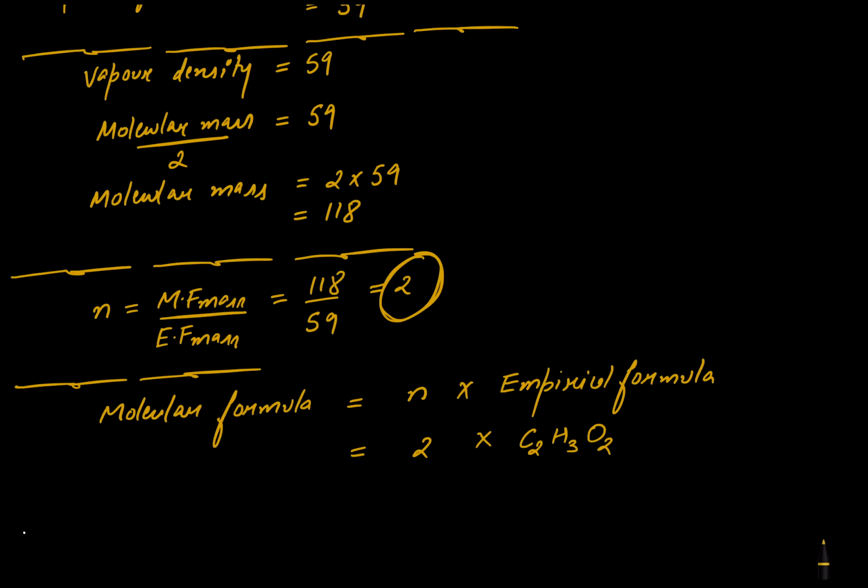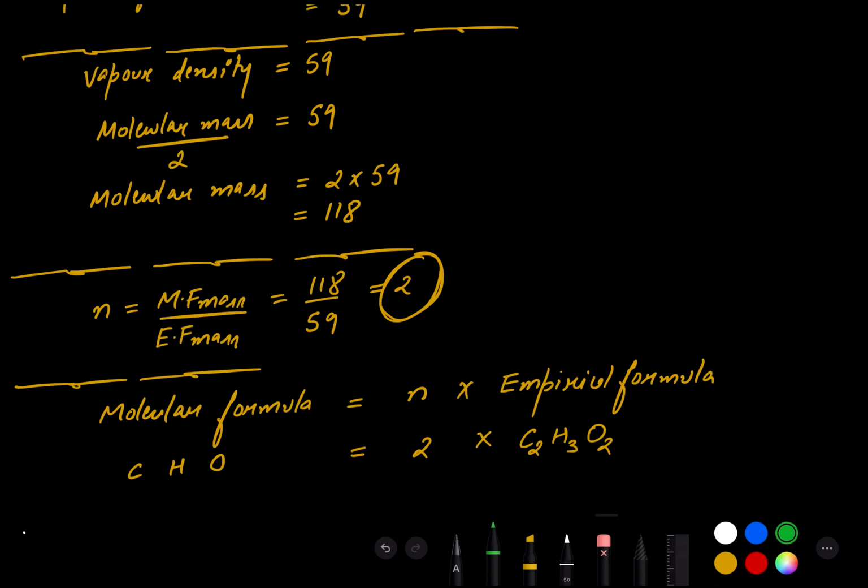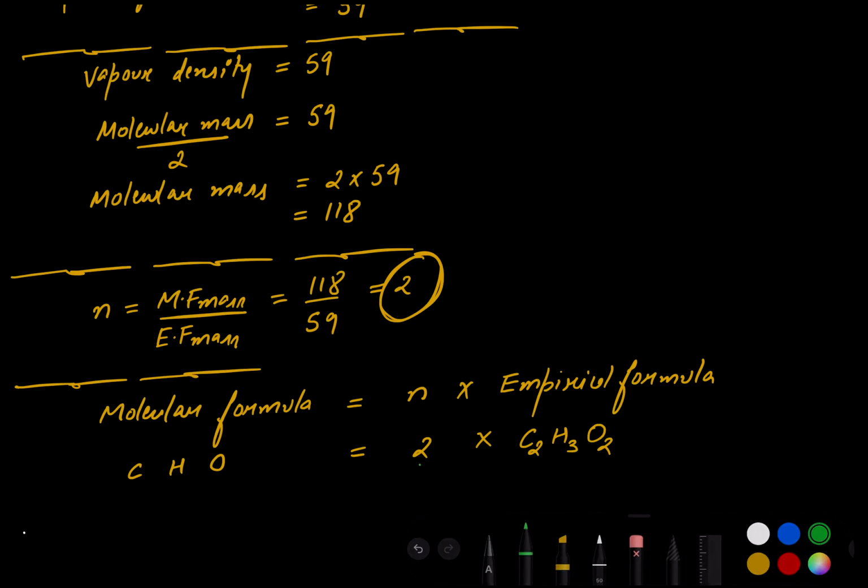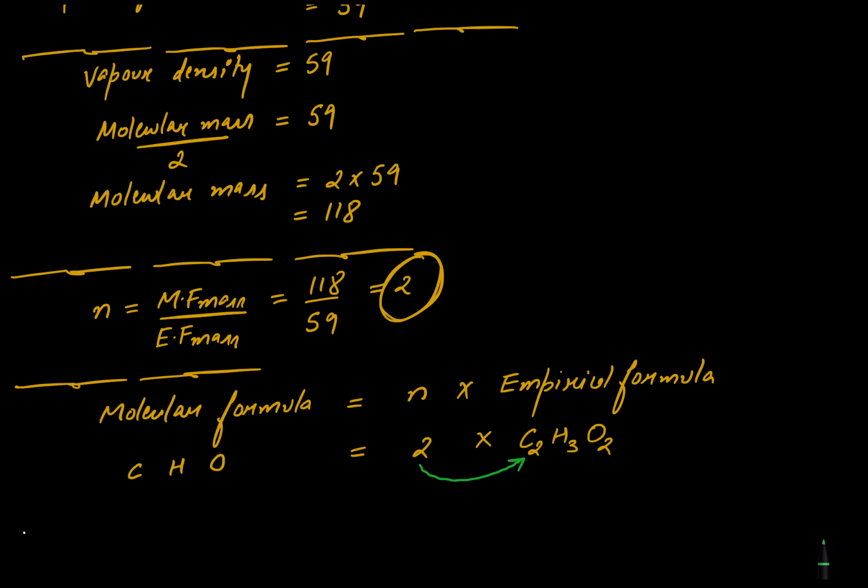So let's talk about our molecular formula. I'm writing 3 elements: carbon, hydrogen, oxygen. For carbon, it's 2 times 2, so carbon is 4. For hydrogen, 2 times 3 is 6, so hydrogen comes out to be 6. For oxygen, 2 times 2 is 4, so oxygen comes out to be 4. So that is my molecular formula: C4H6O4.